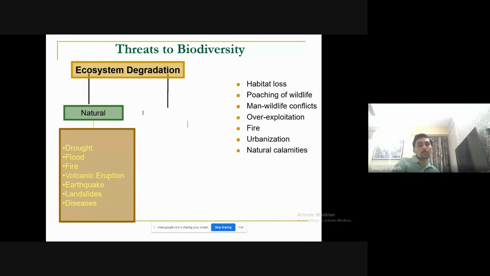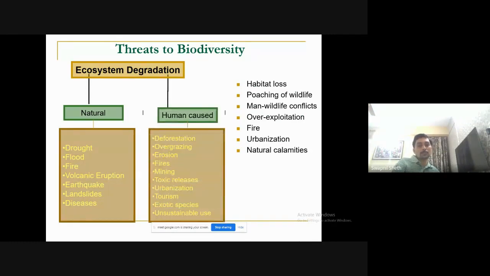So what are the problems for this biodiversity, what is happening? Habitat loss, poaching of wildlife, man-wildlife conflicts, over-exploitation, fire, urbanization, and natural calamities. Here I have mentioned both kinds of factors for you. This is how the ecosystem is getting affected, and finally that is reflected on the entire biodiversity of the area.